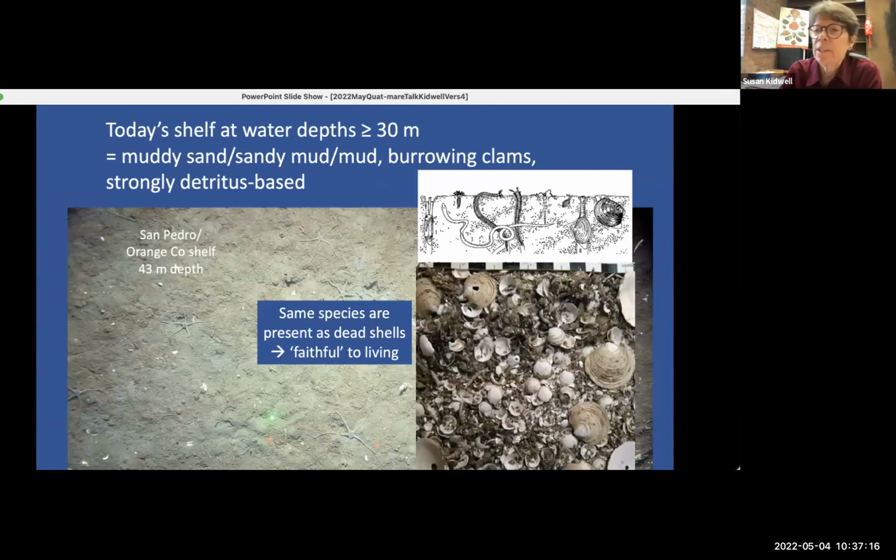Now, what we find on today's shelf, once you get below the shore face, which is around 30 meters in Southern California, it's muddy. It's everywhere muddy. It's muddy sand, it's sandy mud, and it's characterized by infauna, mostly burrowing clams, or mobile epifauna such as ophiuroids, and you see them here. And these burrowing clams, it's a very strongly detritus-based ecosystem, okay? What we find in live-dead agreement is that the same species that are present alive are also present dead. So there's a good capture of this living detritivore.